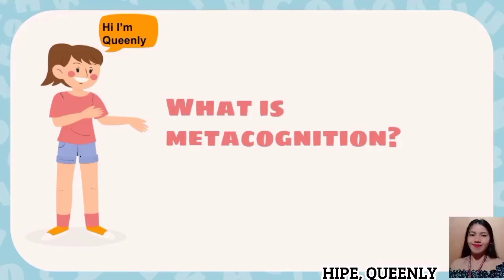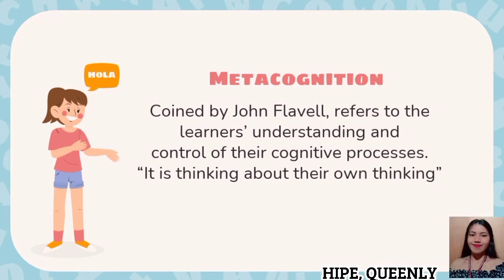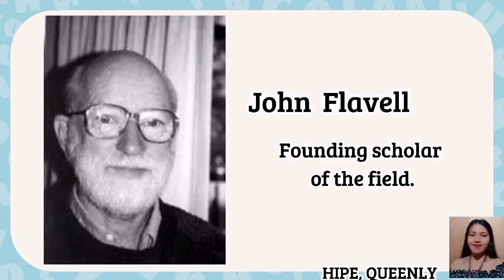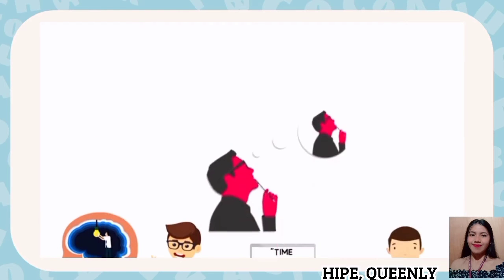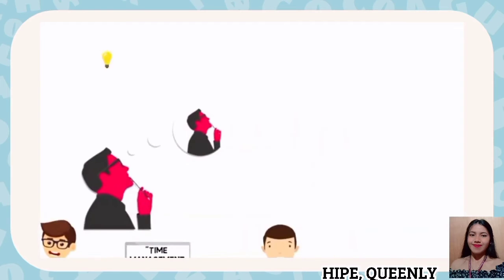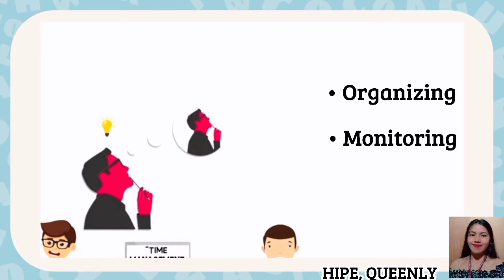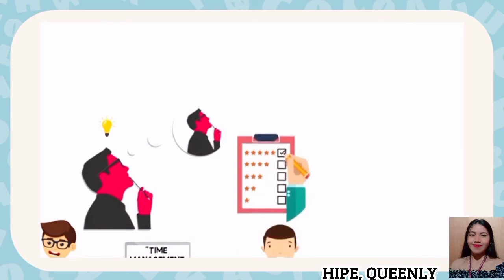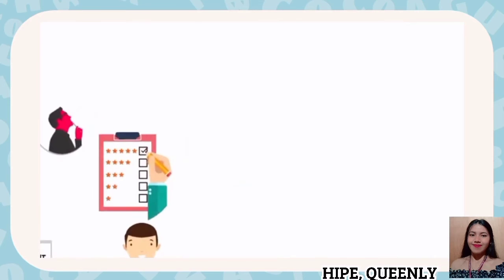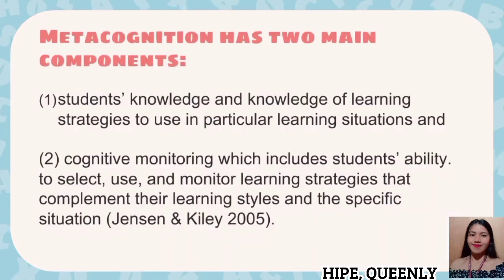What is metacognition? Metacognition, coined by John Flavell, refers to the learner's understanding and control of their cognitive processes. It is thinking about their own thinking. John Flavell, who is seen as a founding scholar of the field, said that metacognition is the knowledge you have of your own cognitive processes. It is your ability to control your thinking processes through various strategies, such as organizing, monitoring, and adapting. Additionally, it is your ability to reflect upon the tasks or processes you undertake.